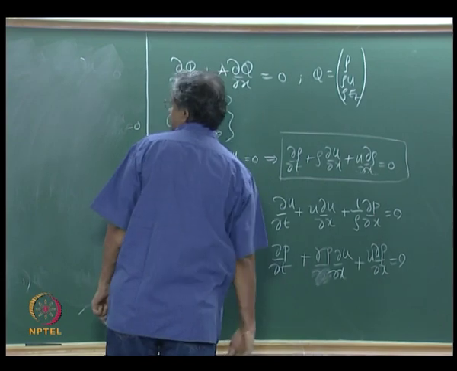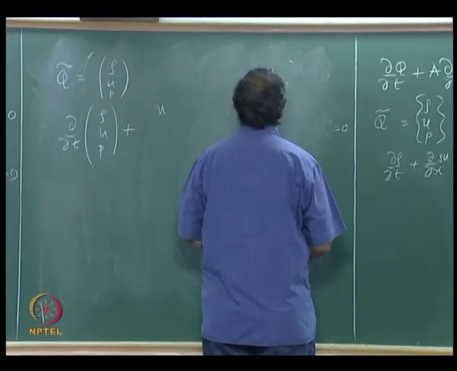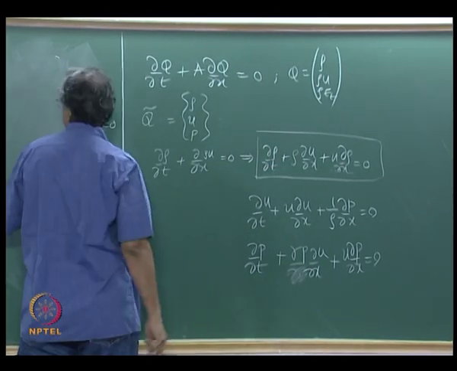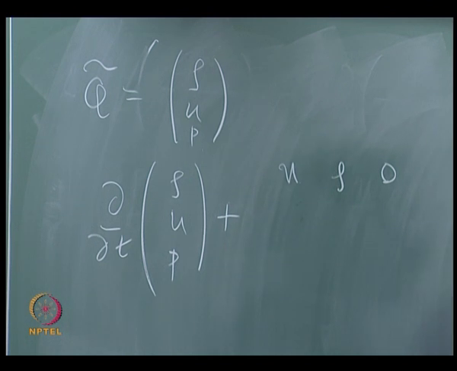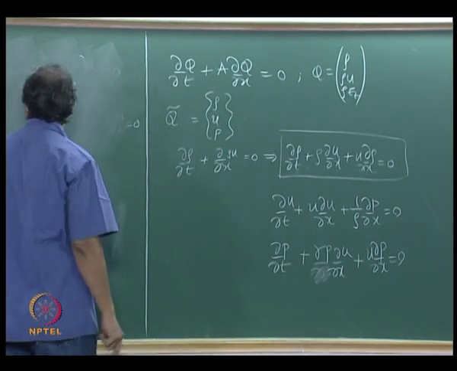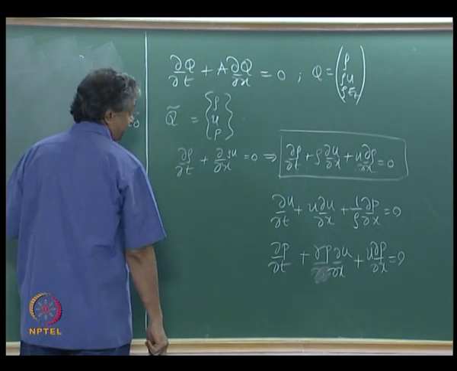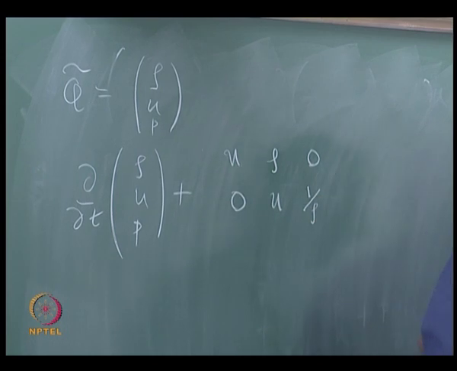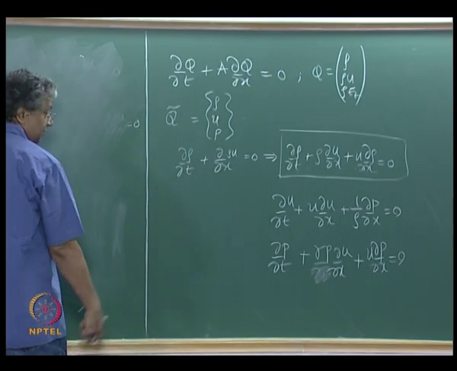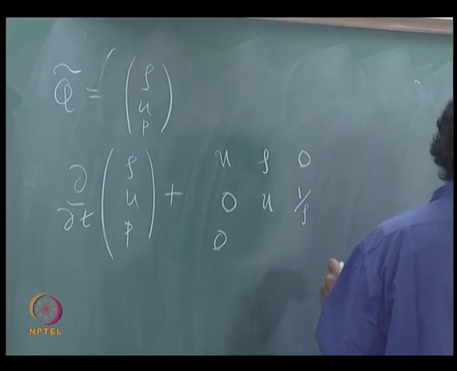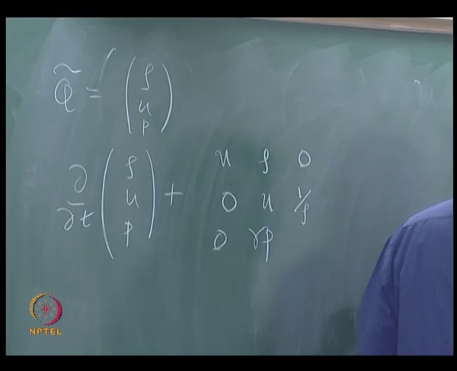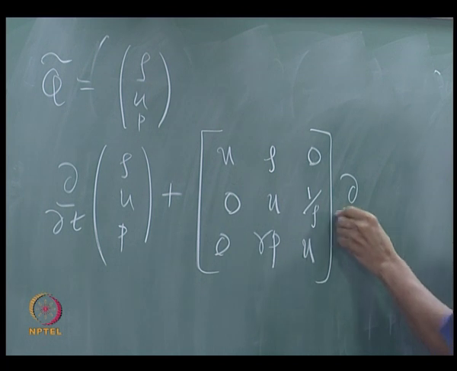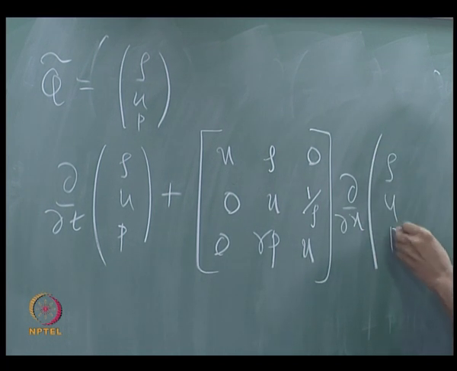Is there a dou rho dou x here? U dou rho dou x plus a rho dou u dou x, there is no dou p dou x term there, plus a 0 dou p dou x. I am writing a matrix now. The second one, is there a dou rho dou x? No, 0 dou rho dou x, u dou u dou x, 1 by rho dou p dou x. The last one, there is no dou rho dou x, 0 dou rho dou x, gamma p dou u dou x plus u dou p dou x into dou by dou x of rho u p equals 0.